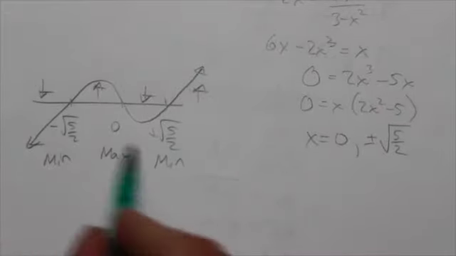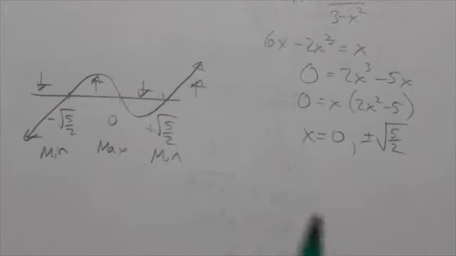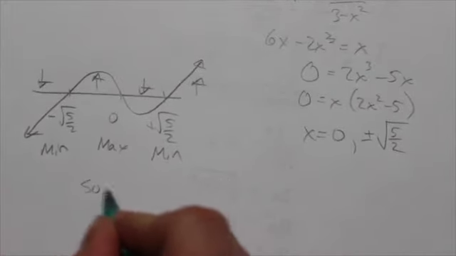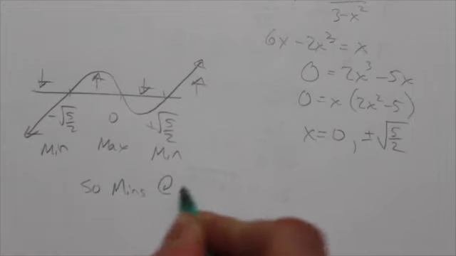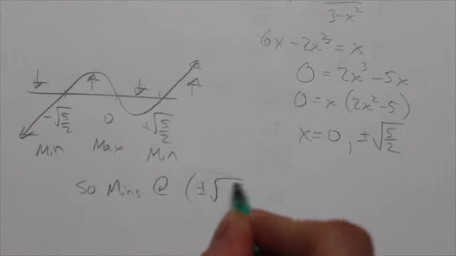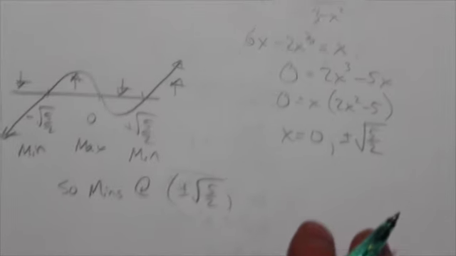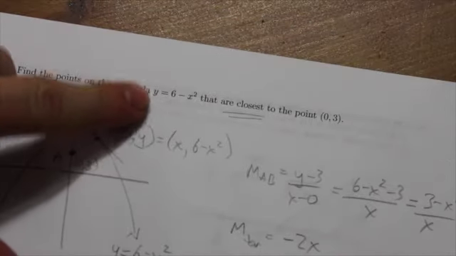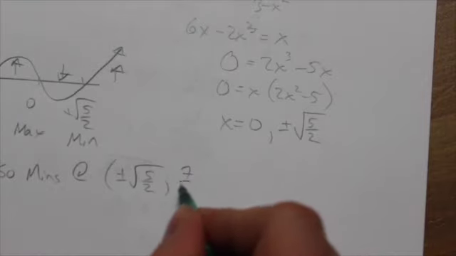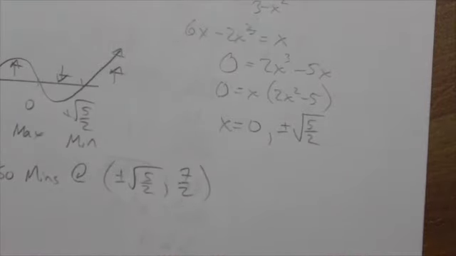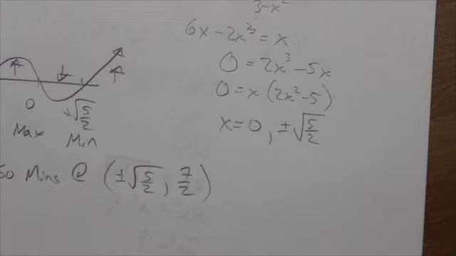So it turns out that 0 is just a local maximum, and my minimums occur at plus or minus root 5 over 2. If you plug both of those into the original expression for the quadratic, 6 minus x squared, in both cases you're going to get 7 over 2. And so those are the points that minimize the distance.